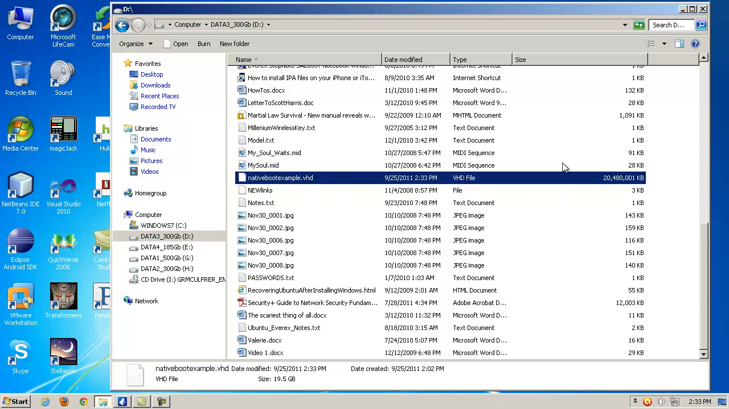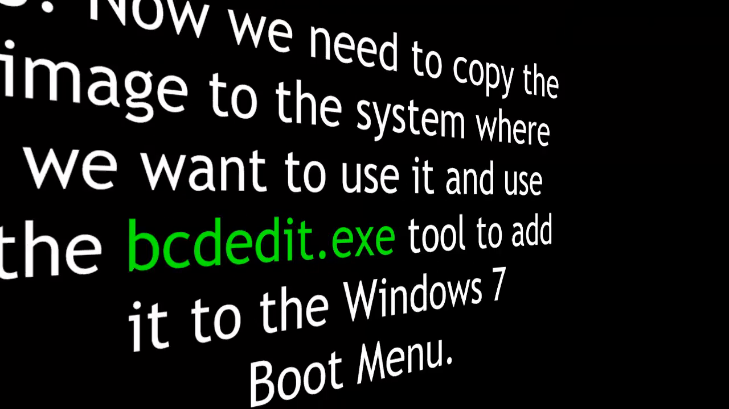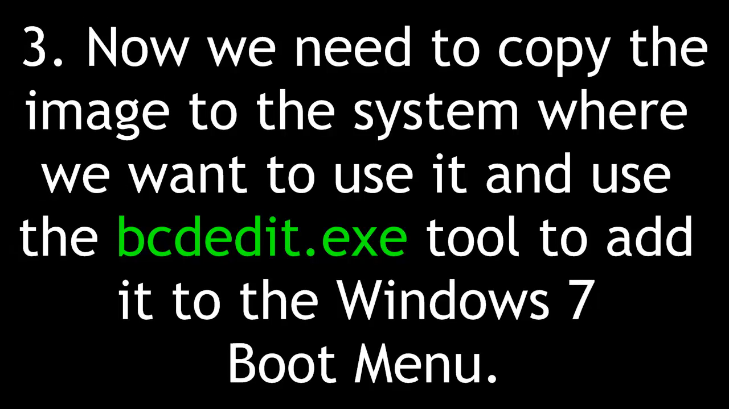And so the next step will be to set up the Windows boot menu. I can move it to any system where I want to apply it in a multi-boot type configuration, and we'll use native boot, and we'll use the BCD store and BCDEdit tool to make an entry so that we can boot into it. Now I need to copy the image to the system where we want to use it, and use the bcdedit.exe tool to add it to the Windows 7 boot menu.